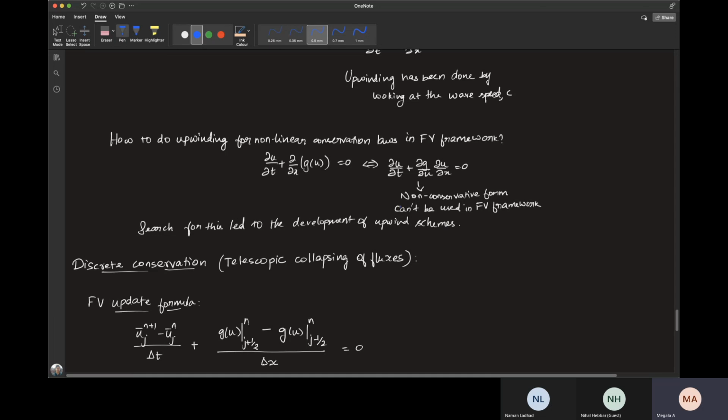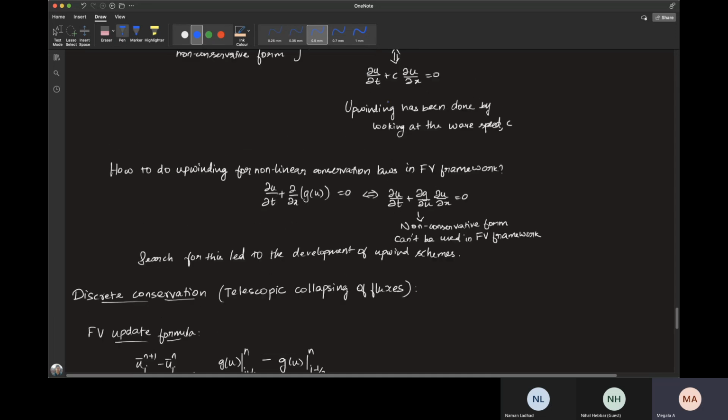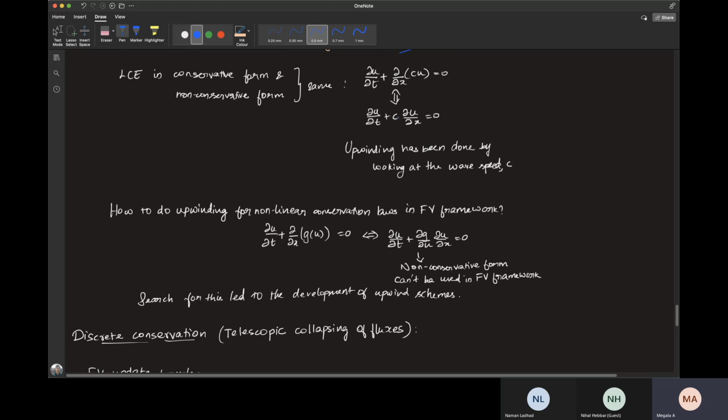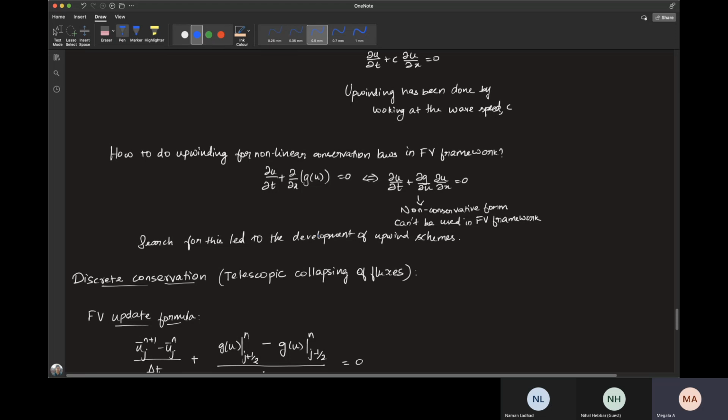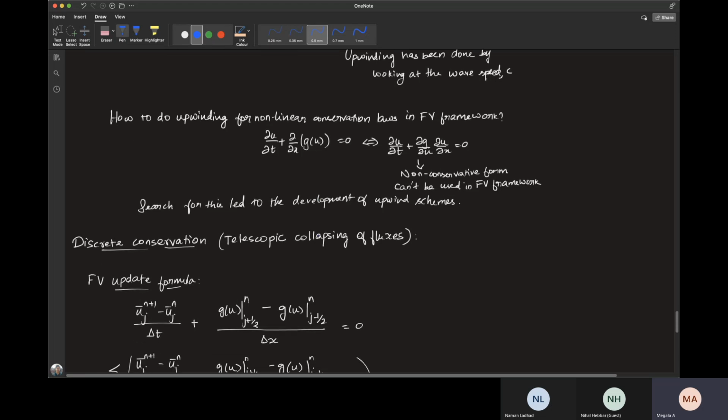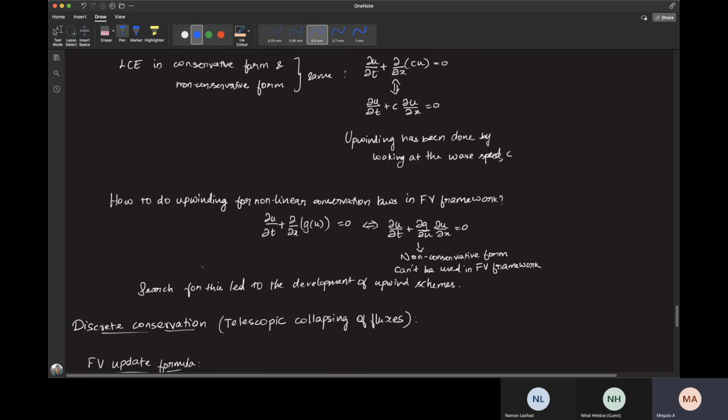But when you are in the conservative form, it's difficult to do upwinding. In the previous case, you looked at the value of c and differentiated dou u by dou x accordingly. You either did backward differencing or forward differencing depending on the sign of c. But here, how will you do upwinding is a question again. The search for this also led to the development of the finite volume method in the direction of upwind schemes. So this is one major question that will be addressed in the upwind schemes domain of finite volume method.